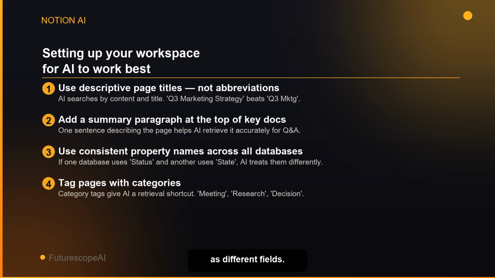Step 4. Tag pages with categories: meeting, research, decision, project. Step 5. Store meeting notes in a single database with a consistent template. AI extracts action items far more accurately from consistent structure. Step 6. Link related pages explicitly using @mentions. AI can traverse these connections to find deeper context when answering questions.